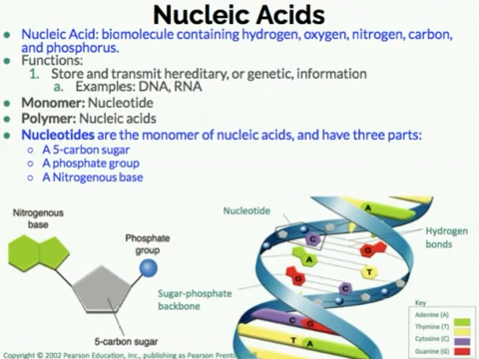Nucleotides are the monomer, and they have 3 parts, as you can see here in this diagram. They have a 5-carbon sugar, either deoxyribose or ribose, depending on if it's DNA or RNA, a phosphate group, and a nitrogenous base. And we're going to look more so at the structure of this later on in the unit whenever we discuss DNA in more detail.